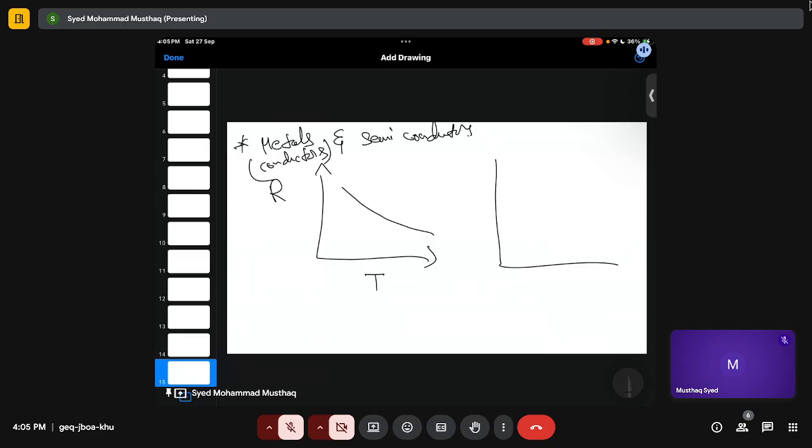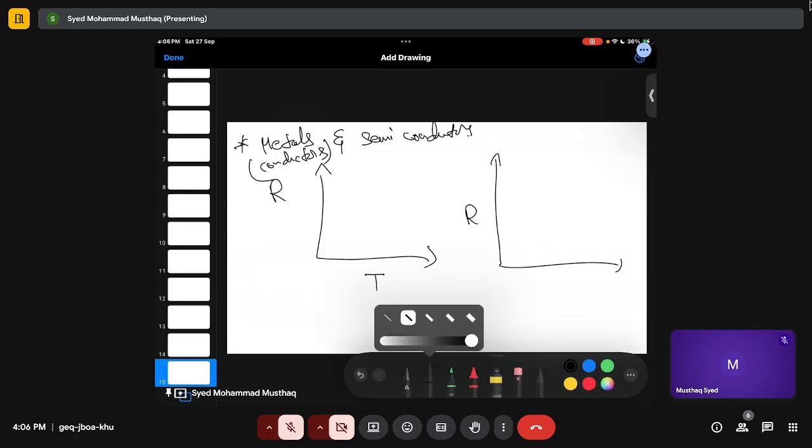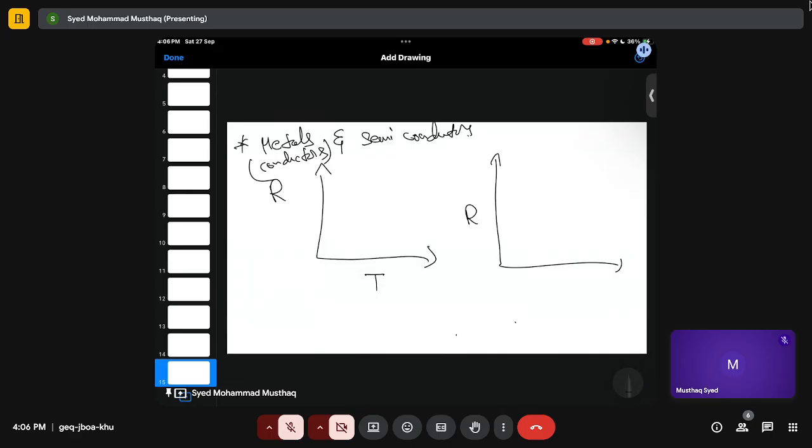In semiconductors, the conductivity increases. So in metals, when you increase the temperature, the electrons will scatter more and collide more, and because of that the resistance will increase. That means the conductivity will decrease, right? So my resistance will increase. But if I'm talking about semiconductors, the resistance will decrease up to a certain temperature.